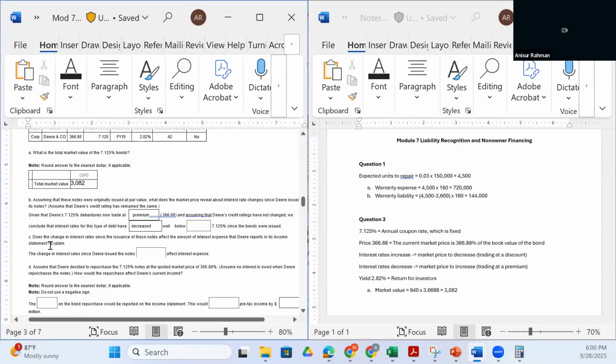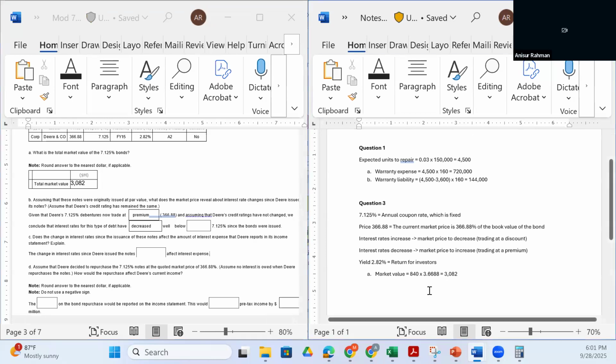Part C, does the change in interest rates since the issuance of these notes affect the amount of interest expense that Deere reports in its income statement? Okay.